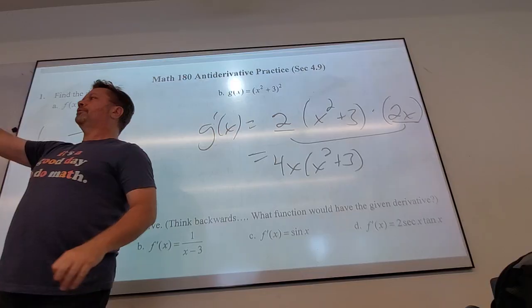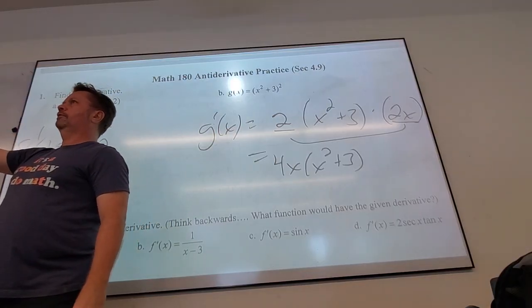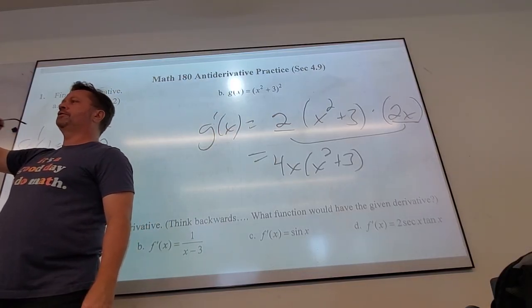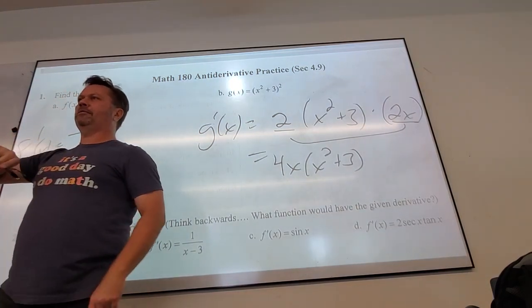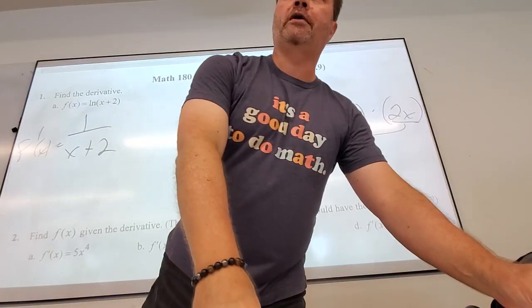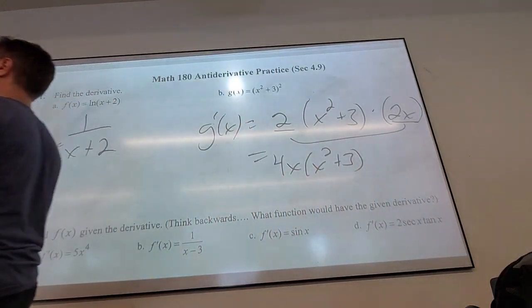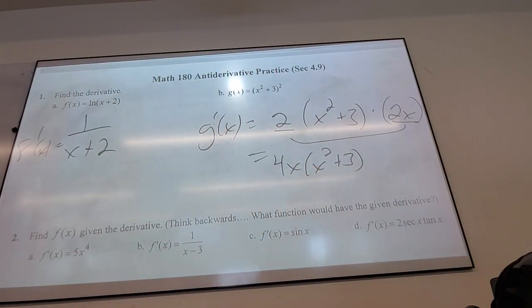So I want you guys to work on number 2. You guys see number 2? All right, go ahead and work on number 2 by yourself, and then I'm going to have you check it with people around you, compare notes. Go for it. Think backwards. What would the function have been that would have gotten me this derivative?